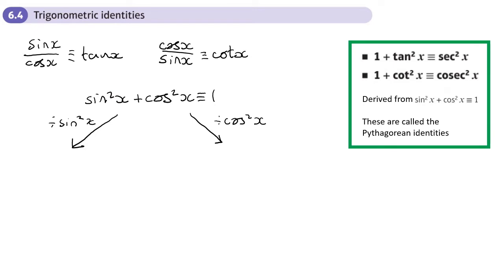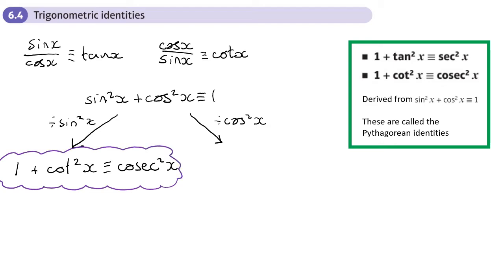I'm going to get 1, because sine squared divided by sine squared is 1. Cos squared divided by sine squared, well, that will give you cot squared, because you'll have cos squared over sine squared. And then 1 divided by sine squared, well, 1 over sine is cosec, so it will give you cosec squared. Okay, so here's a new identity, and you can see it up in the box in the corner.